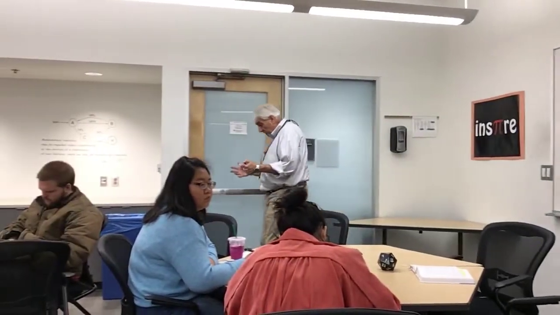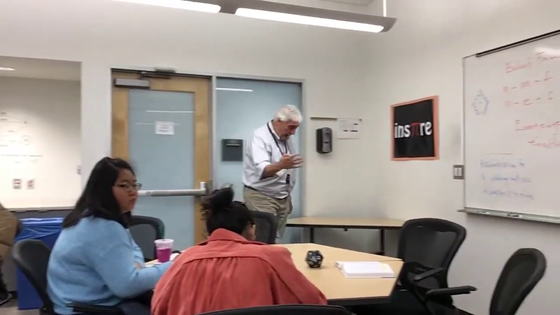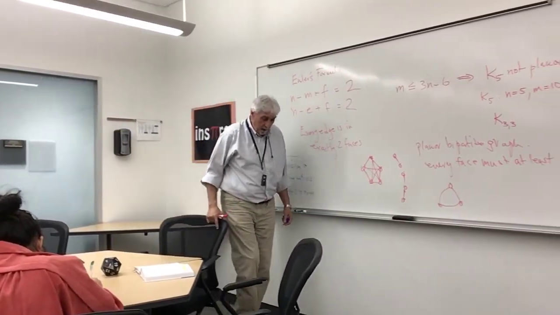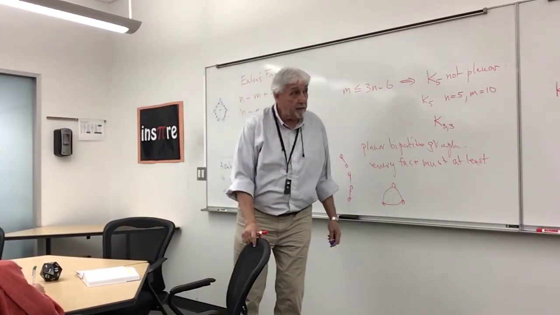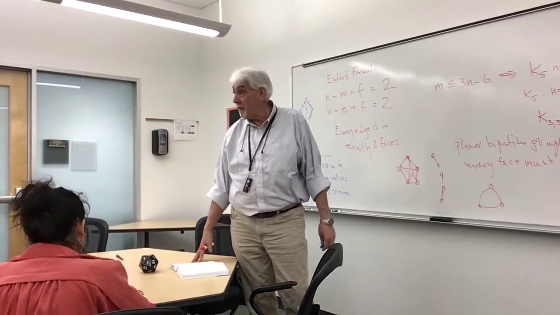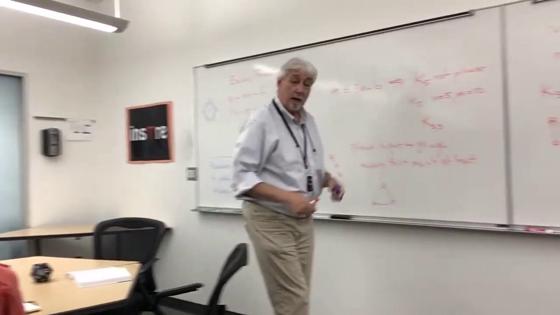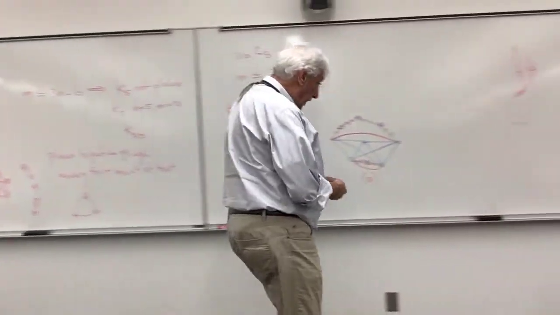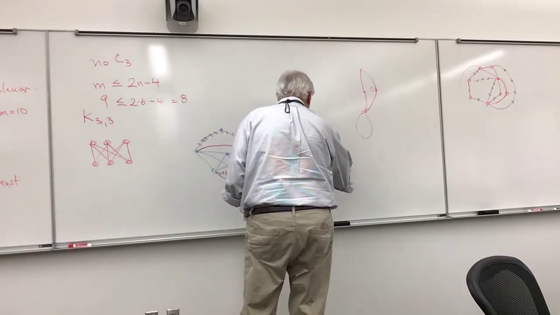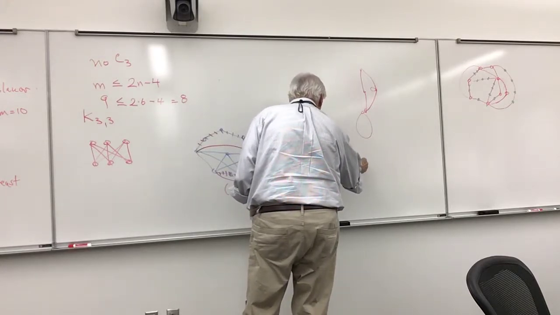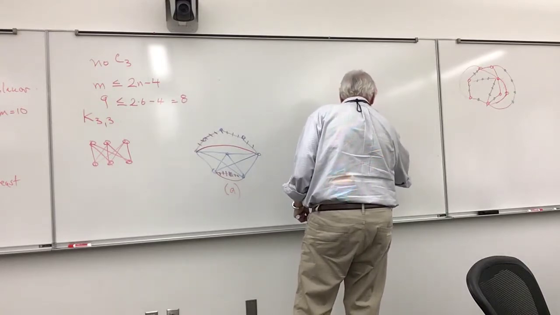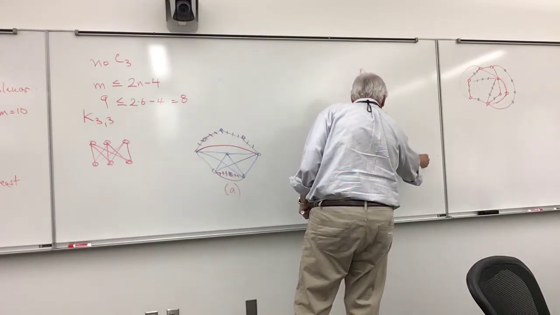Now, what map makers and mathematicians worked on from the middle 1700s through the early 1900s is proving that these two graphs, K5 and K33, in some way characterize planar graphs.